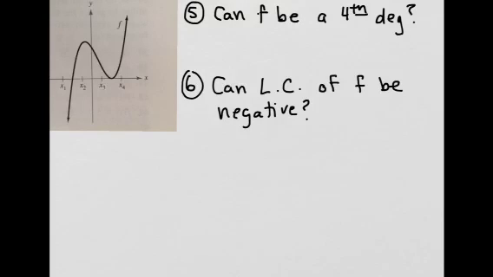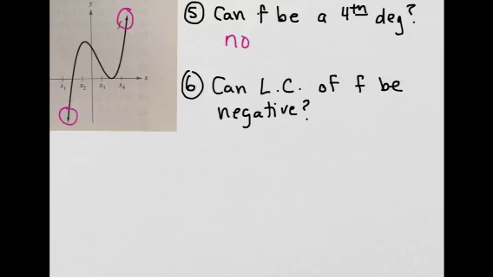Alright, so this is A21. Number 5, can f be a fourth degree polynomial? So all we have to do is look at the end behavior of the polynomial and notice that the left is going down and the right is going up, so this indicates that this is an odd degree polynomial. So the answer for this is no.